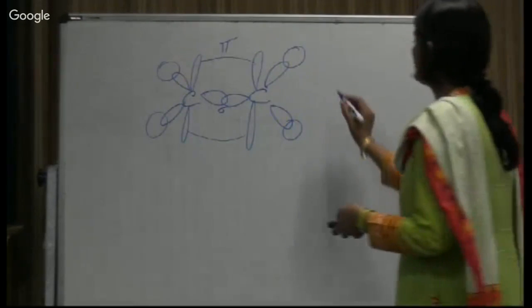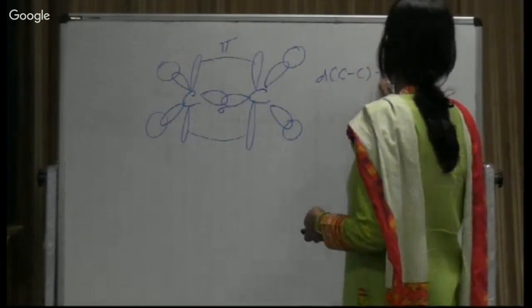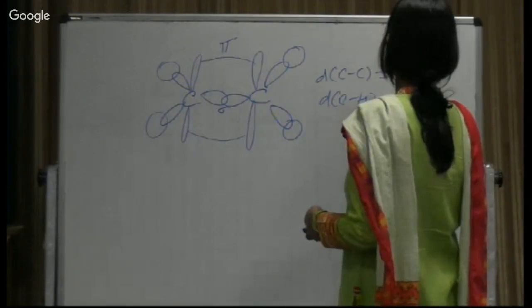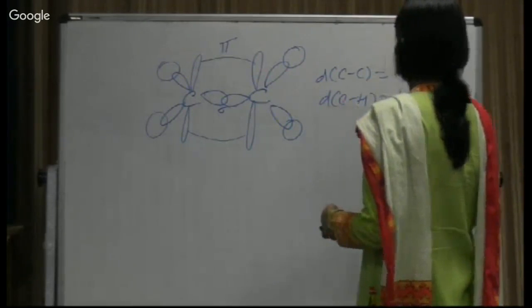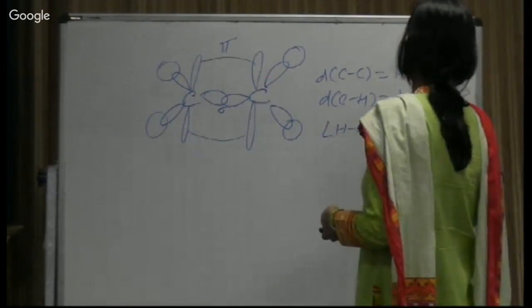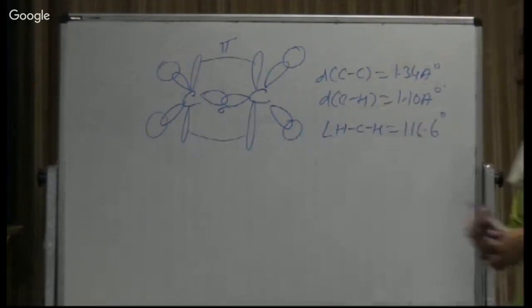Right? The bond length of the carbon-carbon bond is 1.34 angstrom. The bond length of the carbon-hydrogen bond is 1.10 angstrom, and the bond angle is about 116.6 degrees in case of ethylene. Okay. Some of the common homologues in this family are propene, butene, which exists in the 3 isomeric forms, 1-butene, 2-butene, and then isobutene. Okay.